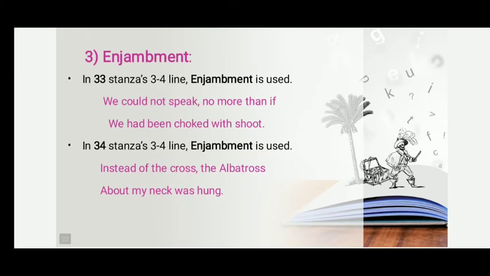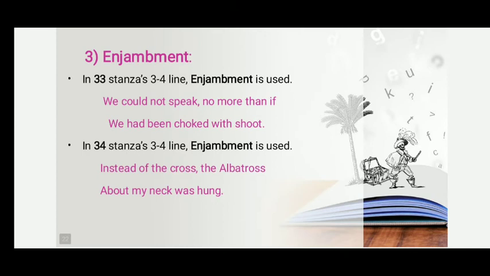Now, third literary device in second part of this poem is enjambment. I already defined enjambment in the first part of this poem. Here I discuss only the use of enjambment. First, in 33rd stanza, third and fourth line, enjambment is used. Let's see. We could not speak, no more than if we had been choked with soot.